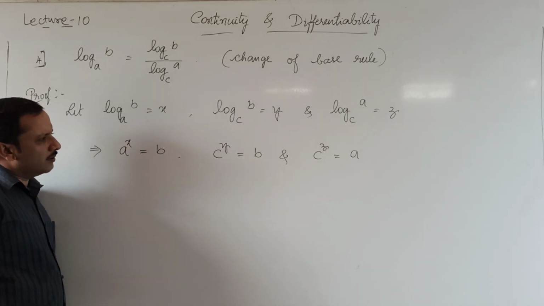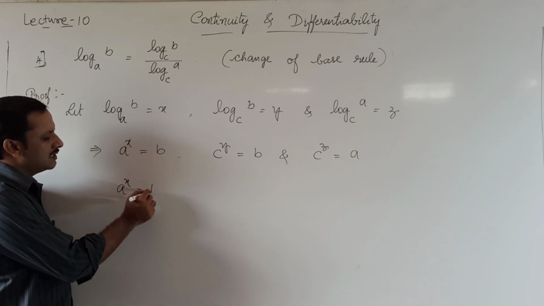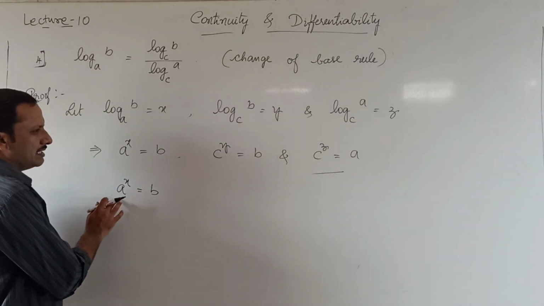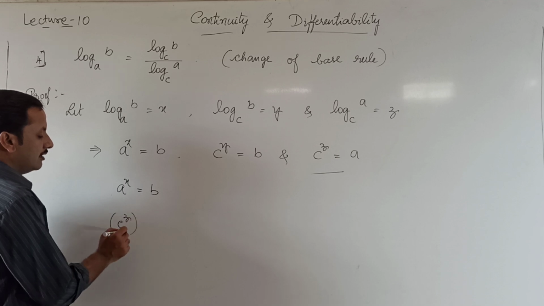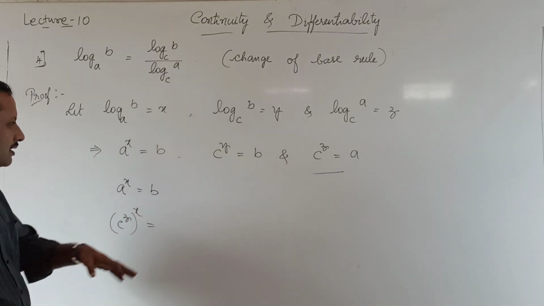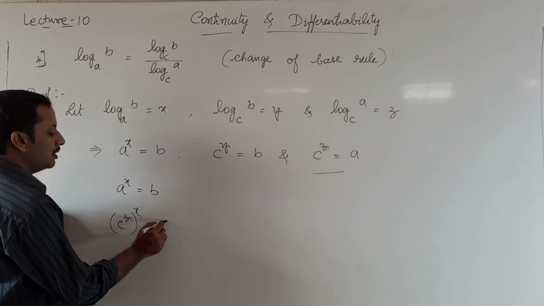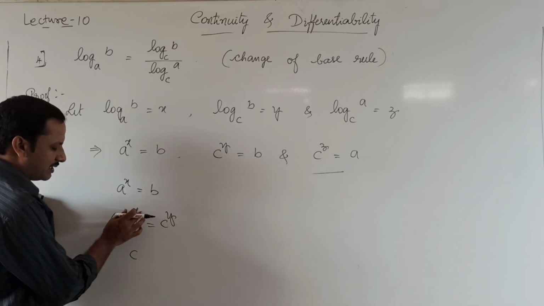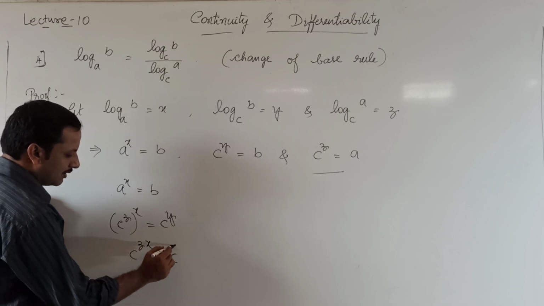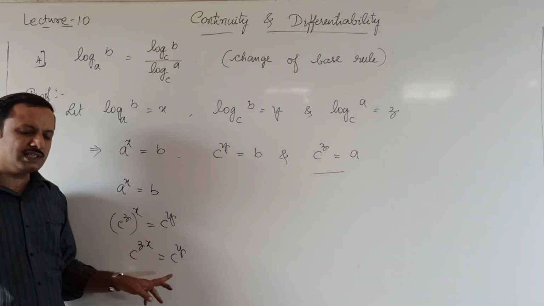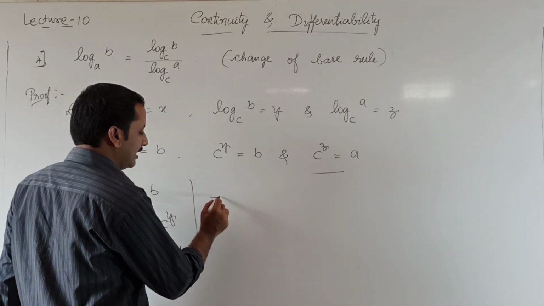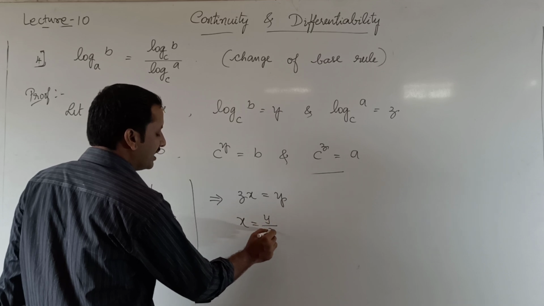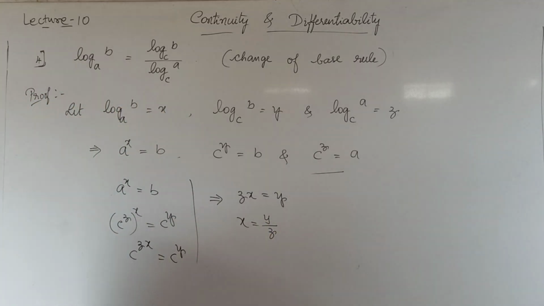Now we have a power x is equal to b. From the equation c power z is equal to a, I replace a with c power z. C power z whole power x is equal to b, and b is equal to c power y. If I combine this, c power zx is equal to c power y. This will imply that z into x is equal to y, or x is equal to y by z.